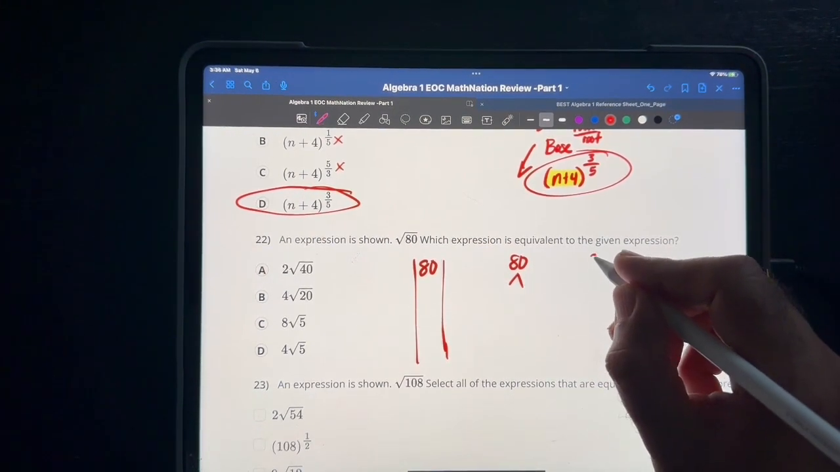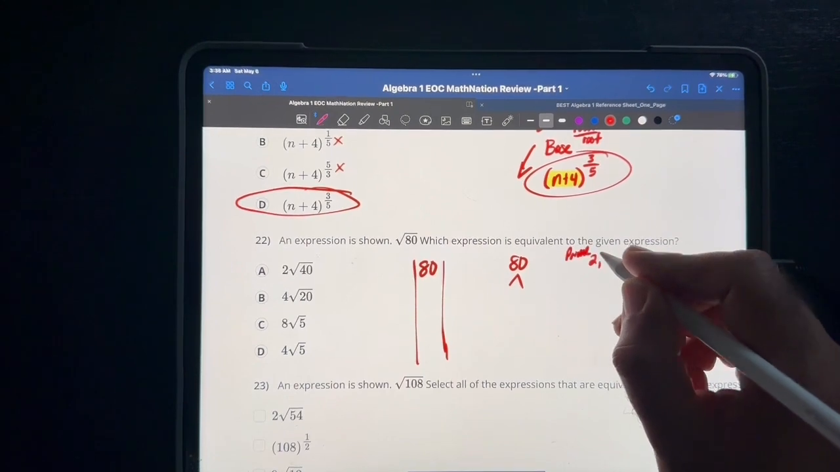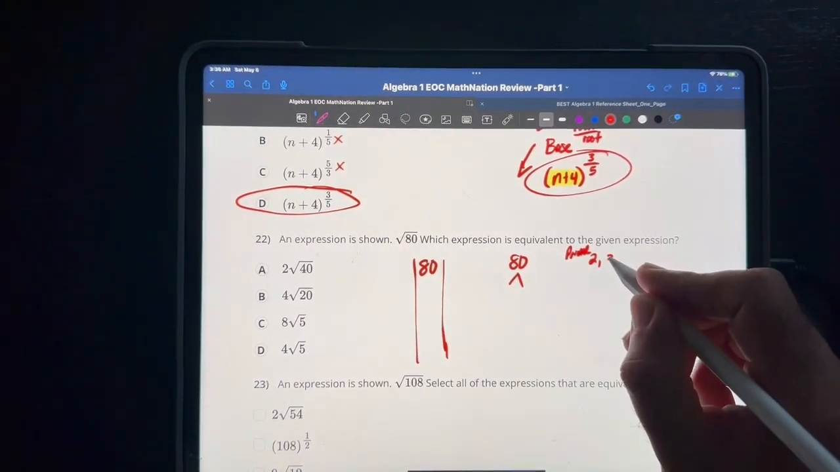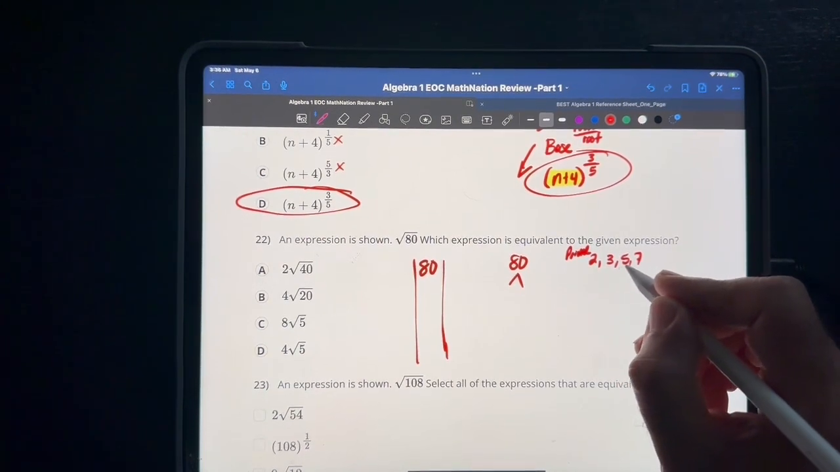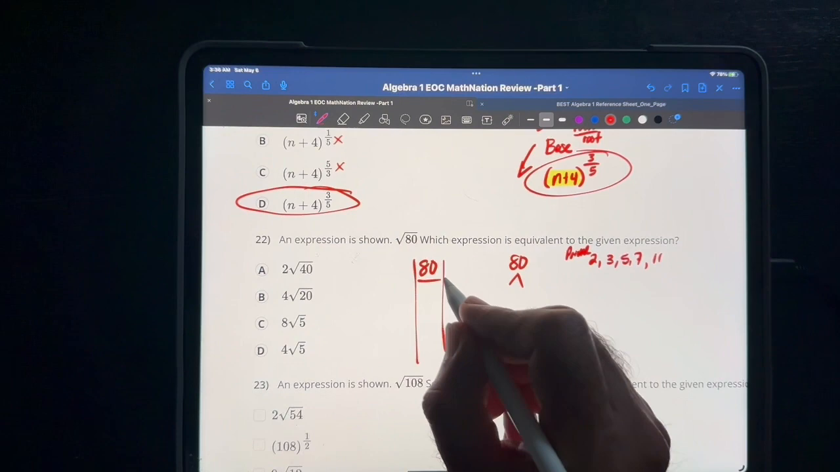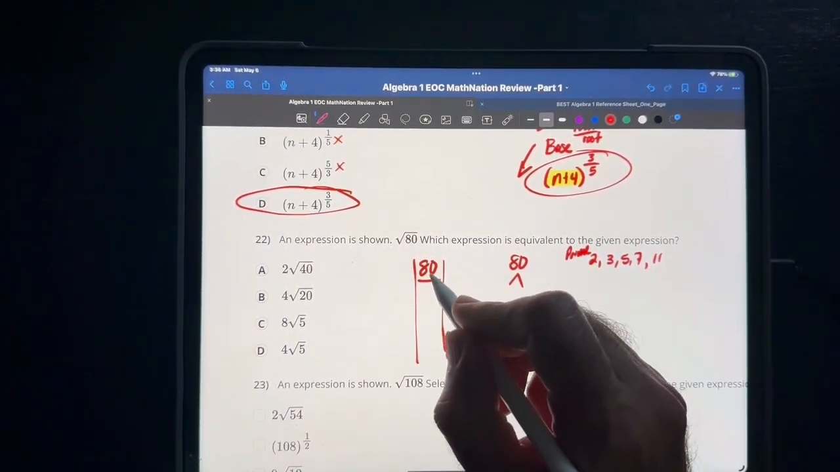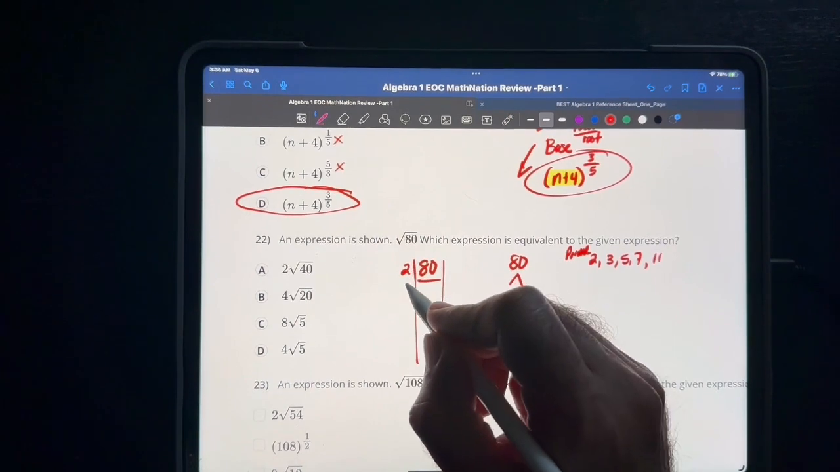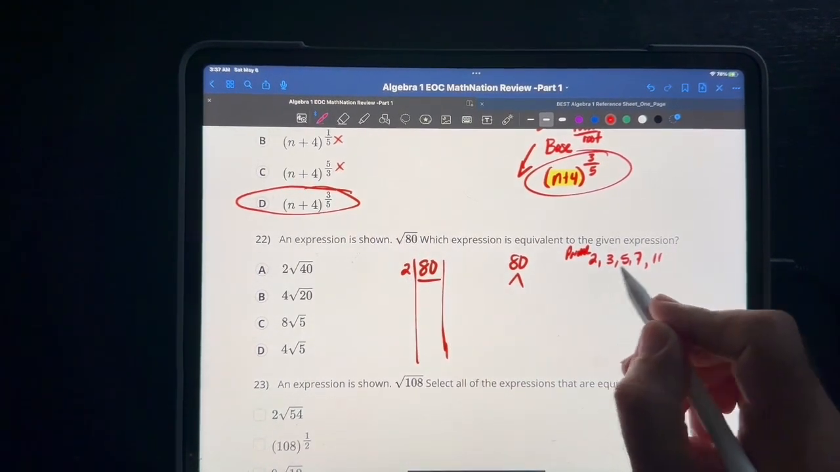And you're using primes, prime numbers are like 2, 3, 5, 7. These are numbers that only divide by itself and 1. Okay, so when you're using the ladder method, you have to use prime numbers when you're dividing. So this is even. I can start with 2. So don't start with 4, because 4 is not prime, right? You have to use these numbers.